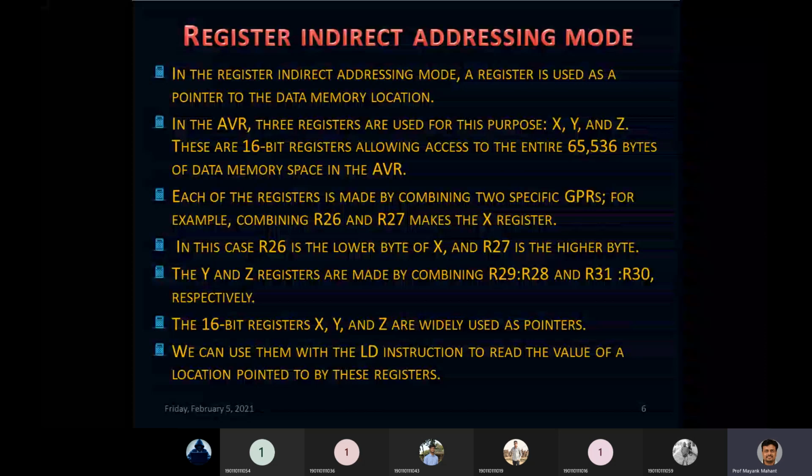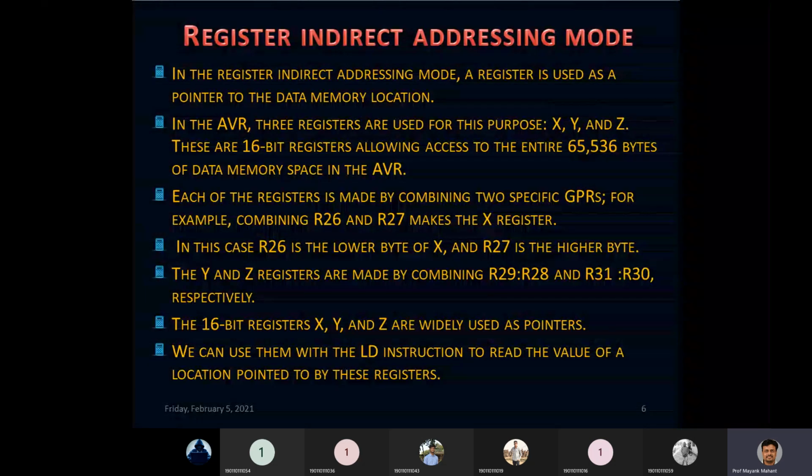These registers are 16-bit registers. They are widely used as pointers, because we can change the value in the X, Y, Z registers dynamically, so they can be used as pointers. We can use them with the LD instructions to read the value. Here you can mark the difference between the LDS and LD instructions. The LD instruction can read the value from the location pointed to by the register.